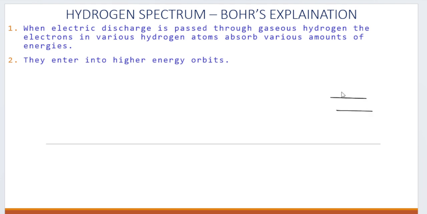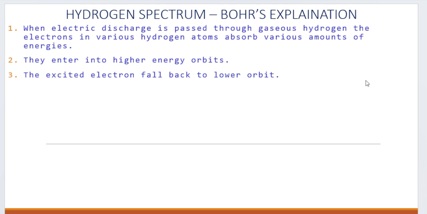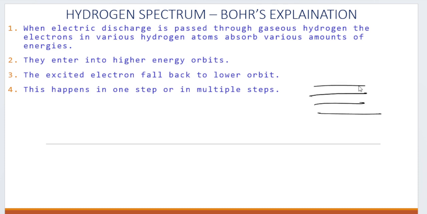The electron absorbs the energy and jumps from the lower energy level to a higher energy level. When the electron is present in the higher energy level, it will fall back to the lower energy level or lower orbit. This can happen directly in one step or in several steps.